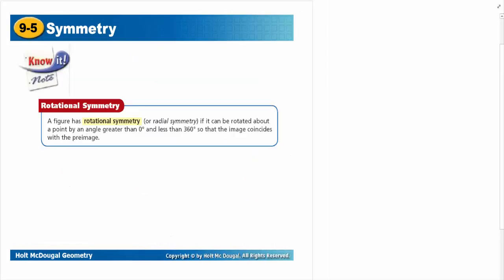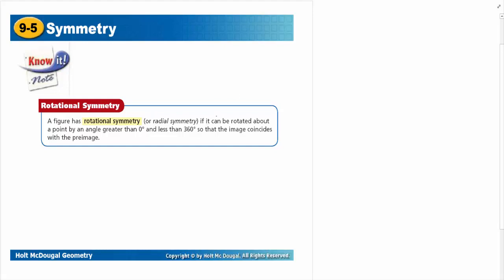Rotational symmetry is the next type. Again, I talked about the two types when I did that rectangle. Remember, I talked about how you could do symmetry over reflections or rotations. So now we'll talk about rotational symmetry. It can also be called radial symmetry. I'll usually use the word rotational.